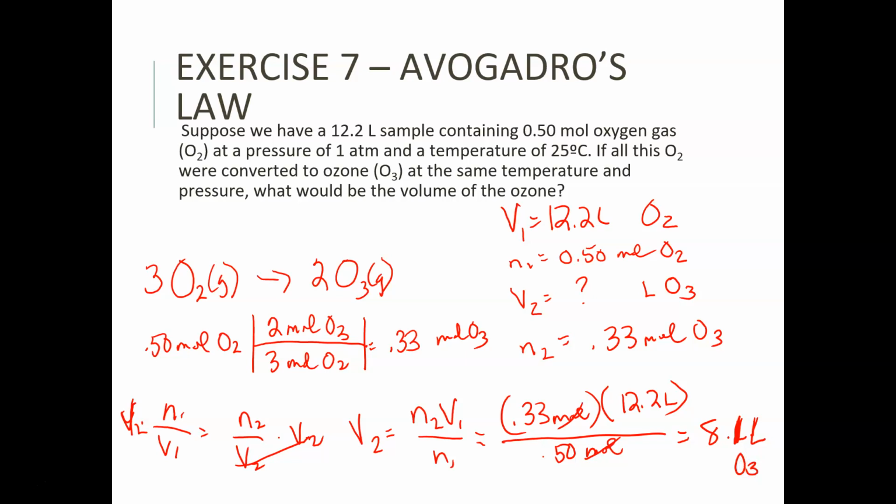Now, does that make sense? Think about it. It's directly proportional. So what happened to the number of moles of substance? It went down. It went from 0.5 to 0.33. So the volume of the gas should go down as well. Did it go down? It went from 12.2 to 8.1. So always make sure you check your answers, because typically you're going to be able to catch mistakes if you do that.